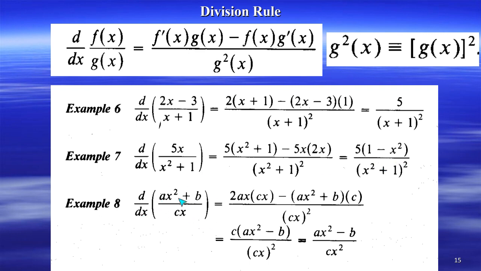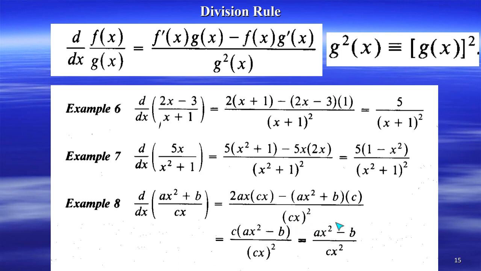This is more interesting. If we have (ax² + b)/(cx), for instance, how shall we take the derivative of it? The same formula. The derivative of the numerator, 2ax + 0, b is constant, its derivative is 0, so the derivative of the numerator is 2ax, times the denominator, which is cx, minus the numerator itself, ax² + b, times the derivative of the denominator, which is c. All right. The whole thing divided by (cx)², which is c² times x², if you wish.